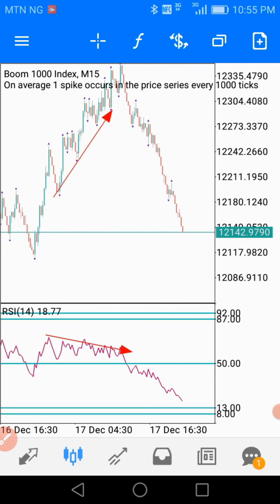When regular divergence happens, what do you need to obey? Is it the price that you need to obey, or the indicator? When hidden divergence happens, is it the price that you need to obey, or the indicator? I'm going to include all that in the series of videos.